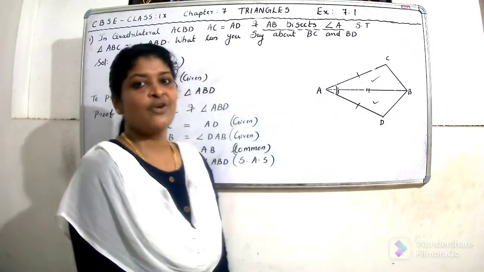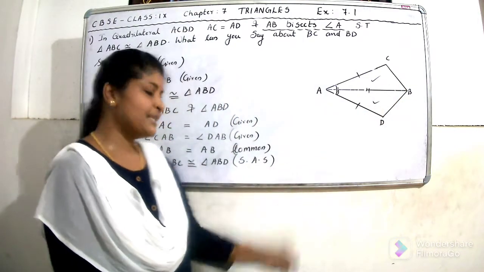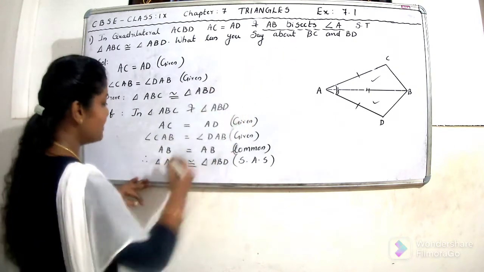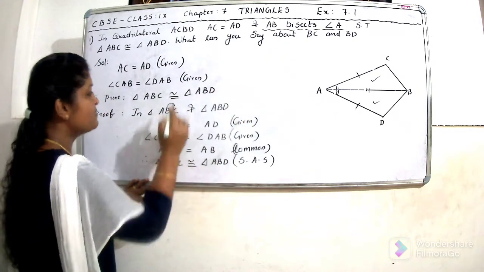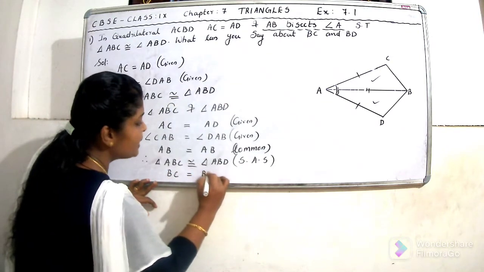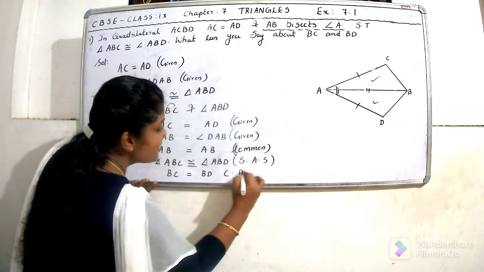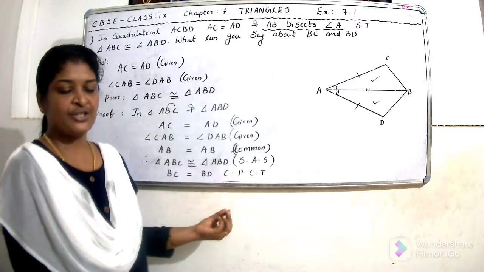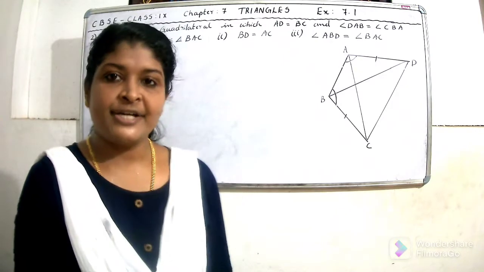So here they are asking, what about these two sides? These two sides are equal. What is the reason? CPCT. So that also we can write, that two are equal. BC and BD, no? So this triangle's side is BC. So here we will write BC equal to BD. Reason it is what? CPCT. So hence proved. This is the first question. Now let us start the second question.